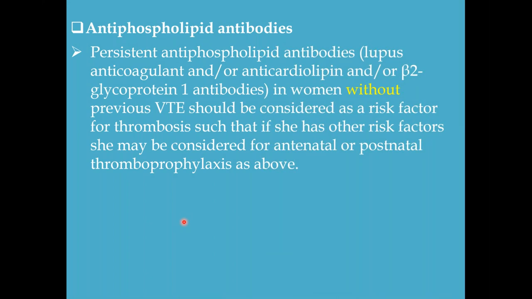Persistent antiphospholipid antibodies, lupus anticoagulant, anticardiolipin and or beta-2 glycoprotein 1 antibodies in women without previous VTE should be considered a risk factor for thrombosis, such that if they have other risk factors, she may be considered for antenatal or postnatal thromboprophylaxis as above. So antiphospholipid syndrome, as previously mentioned in the risk score table for VTE, if there is previous VTE associated with antiphospholipid syndrome, this is the antenatal score of more than four.